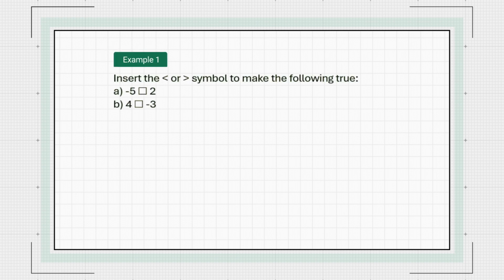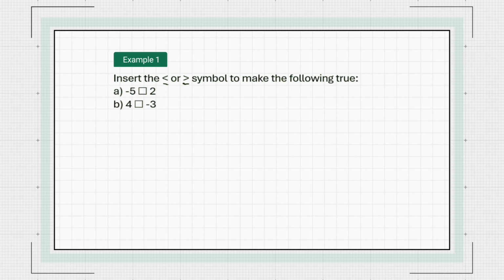Alright, for this part we're going to be looking at stating whether one particular number is greater or less than the other, and the way we do that is by using these two symbols, and they function as greater than or less than depending on the way that they're facing.